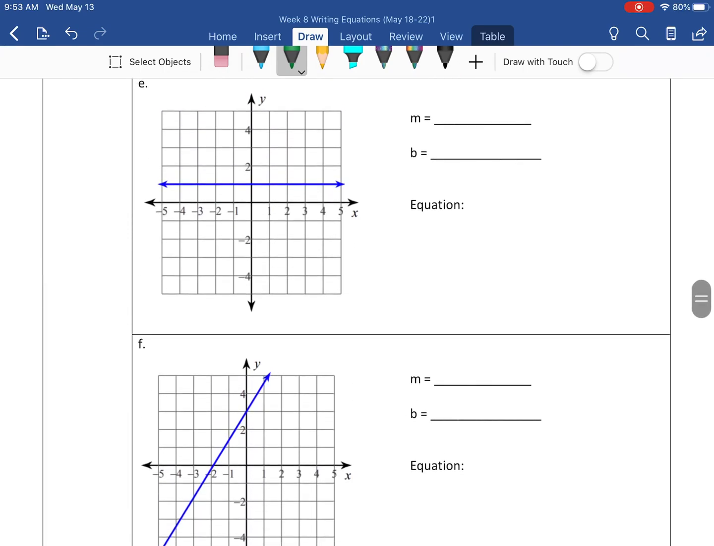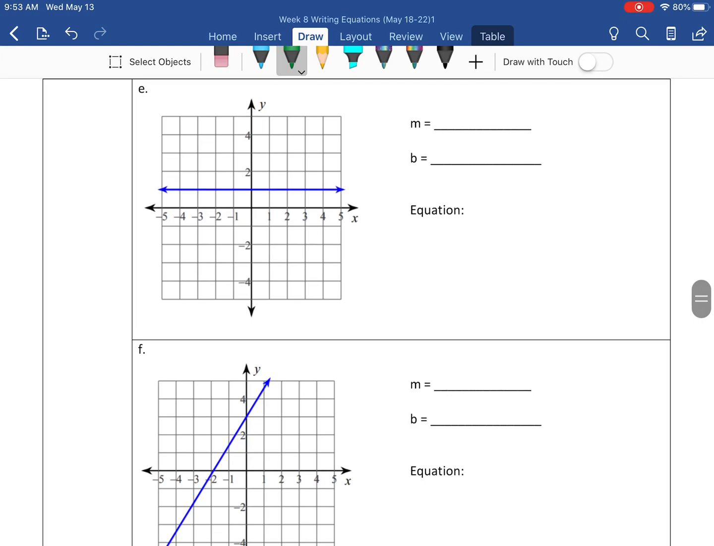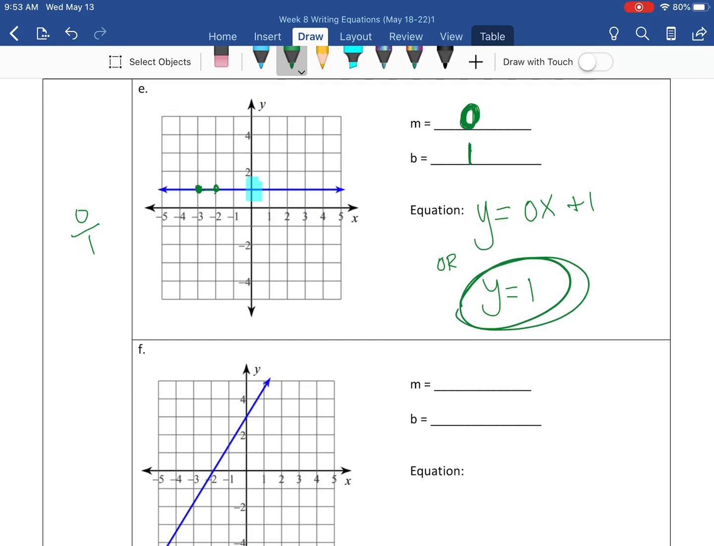Here are a couple more examples. Looking at letter E, we have the special case of a horizontal line. So for our slope, we don't go up or down at all, and then over 1. So we'd have 0 over 1. Well, 0 divided by 1 is just 0. So remember, whenever it's that horizontal line, your slope is going to be 0. And for this one, our y-intercept is right here where y is 1. So we could write our equation as y equals 0 times x plus 1, or we could just write it as y equals 1. Either of those will work. This is the one you'll see most often.